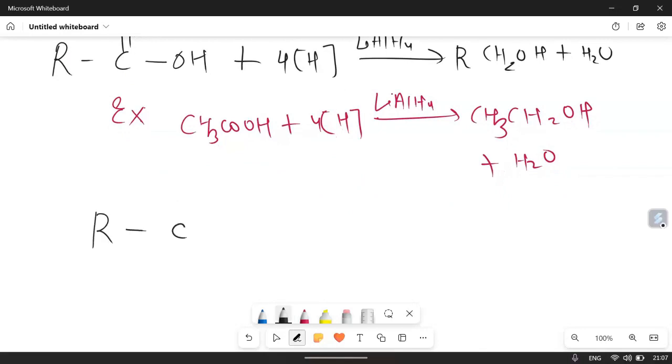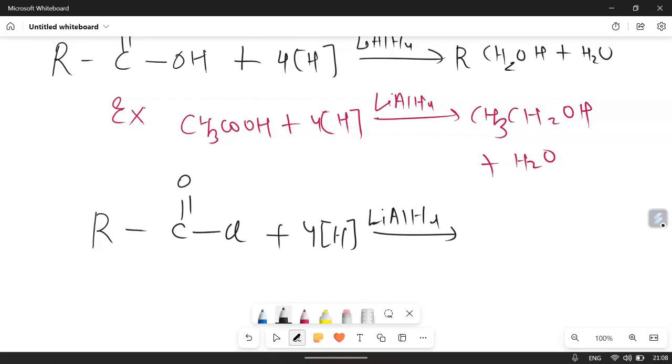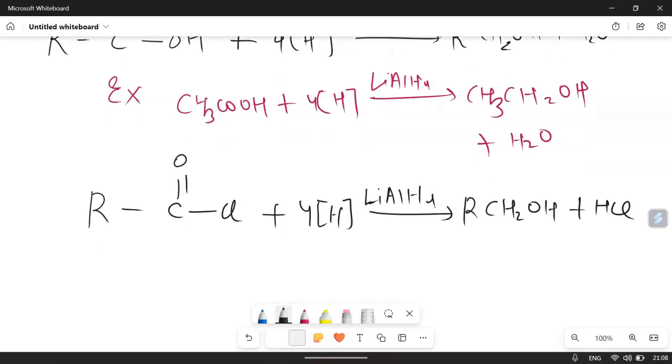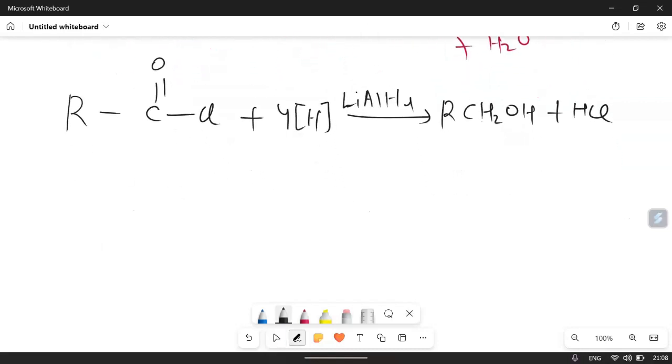Let's discuss acid chloride, which is RC double bond O Cl, treated with 4 moles of hydrogen, LiAlH4, the reducing reagent. It will give the alcohol directly, that is RCH2OH plus HCl in this method.